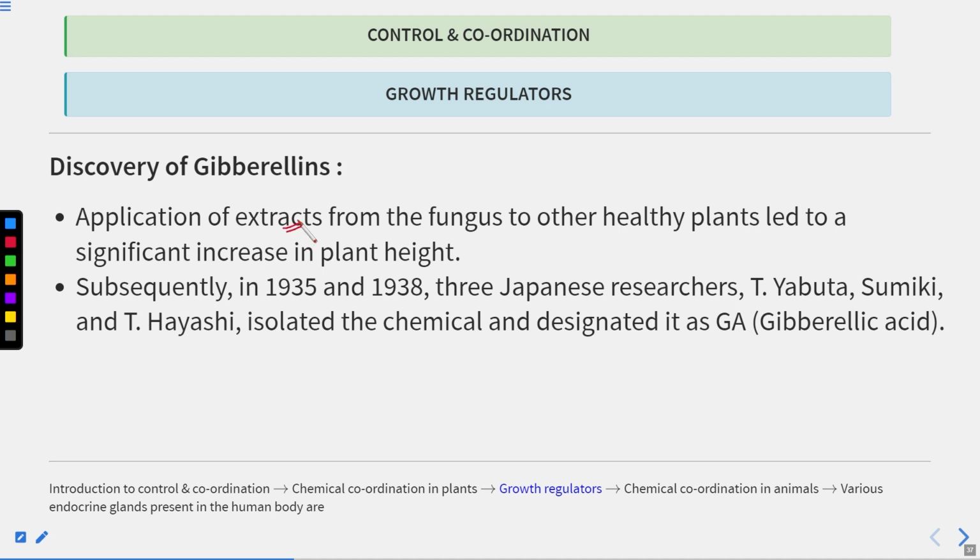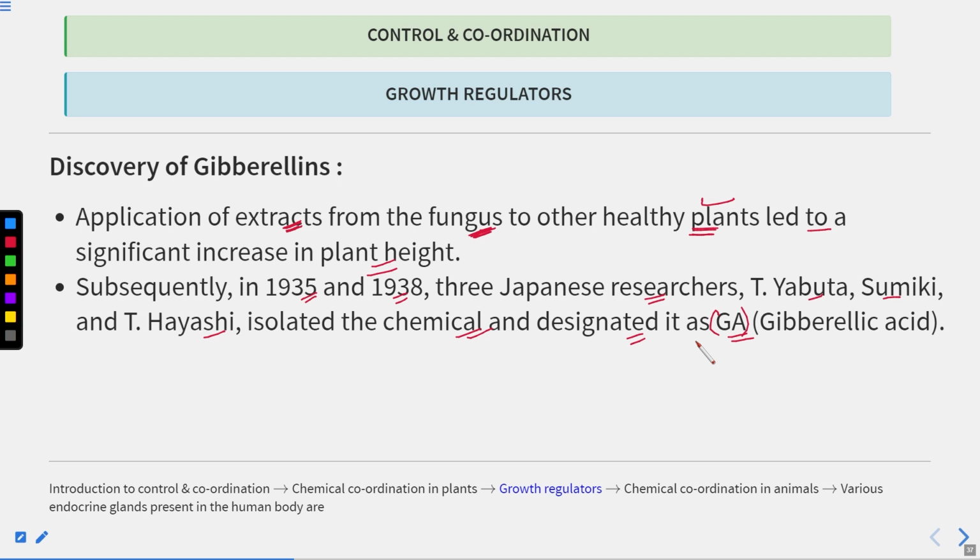The extract from the infected rice plant was applied to a healthy plant. The plants that were infected with the fungus will obviously contain the extract of the fungus. The application of this extract to another healthy plant led to a significant increase in the height of the plant. Subsequently, in 1935 and 1938, three Japanese researchers, Yabuta, Sumuki, and Hayashi, isolated the chemical from this extract, and they designated it as gibberellic acid, also abbreviated as GA. There are a lot of types: gibberellic acid 1, gibberellic acid 2, gibberellic acid 3, and so on. So this was the story of the discovery of the gibberellins.